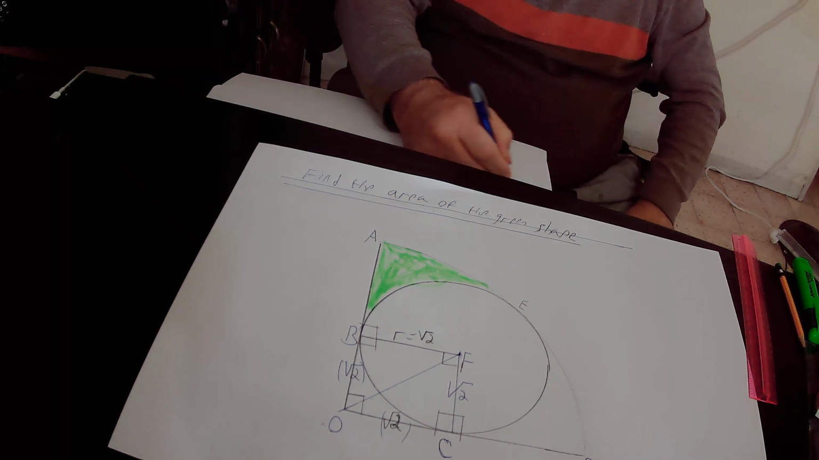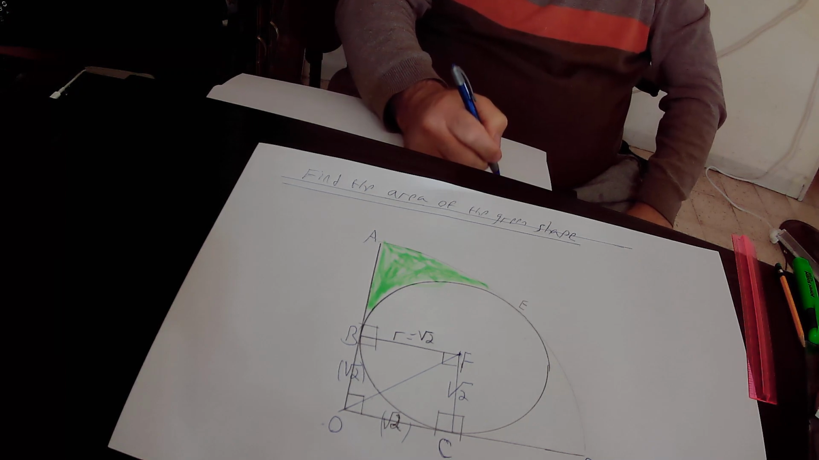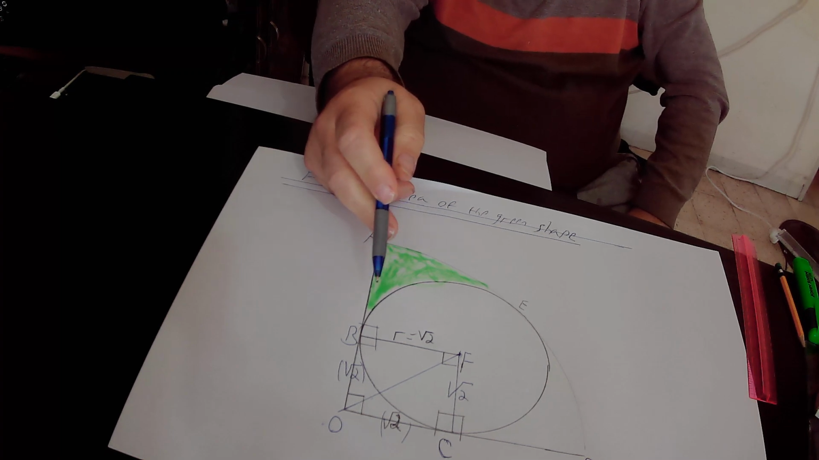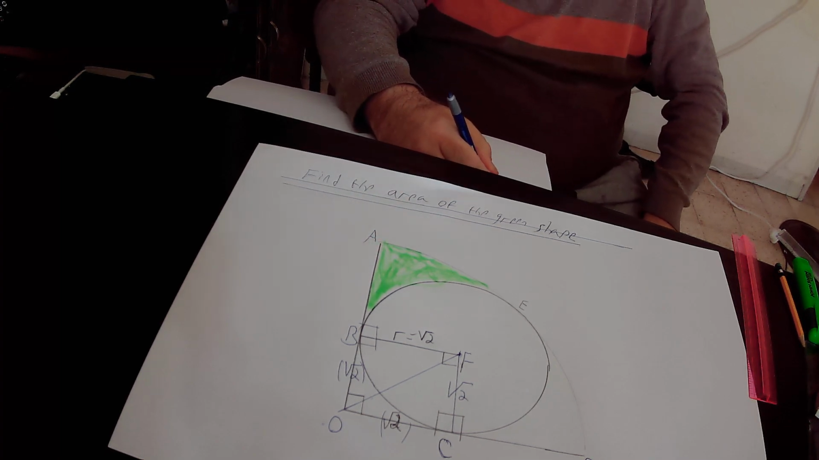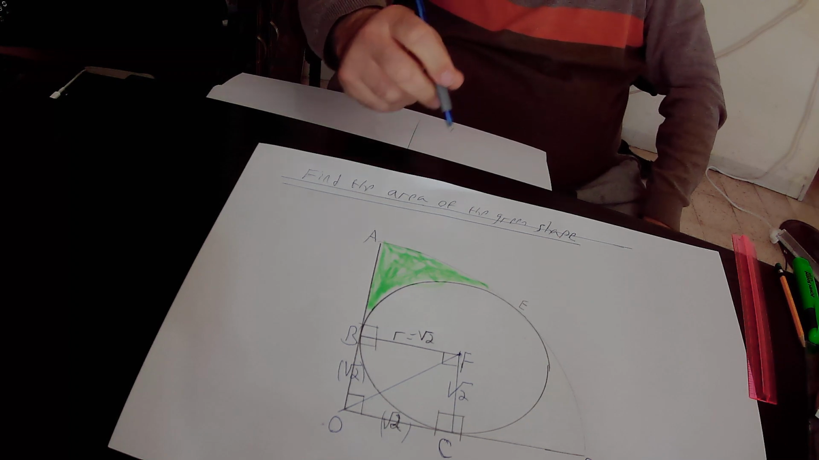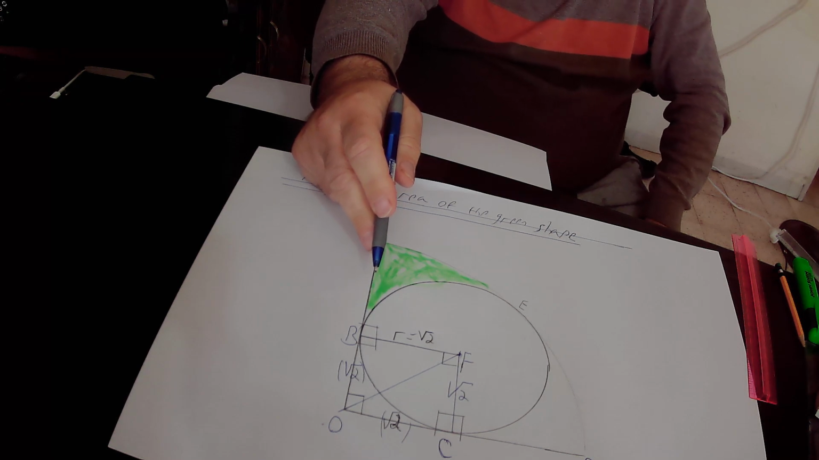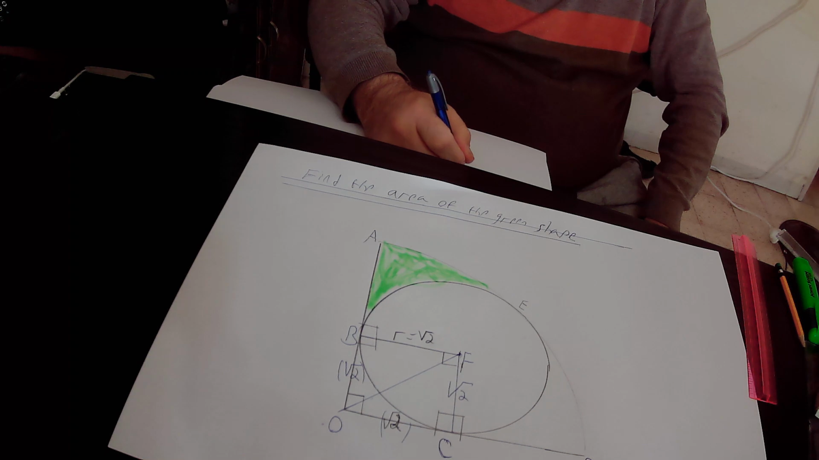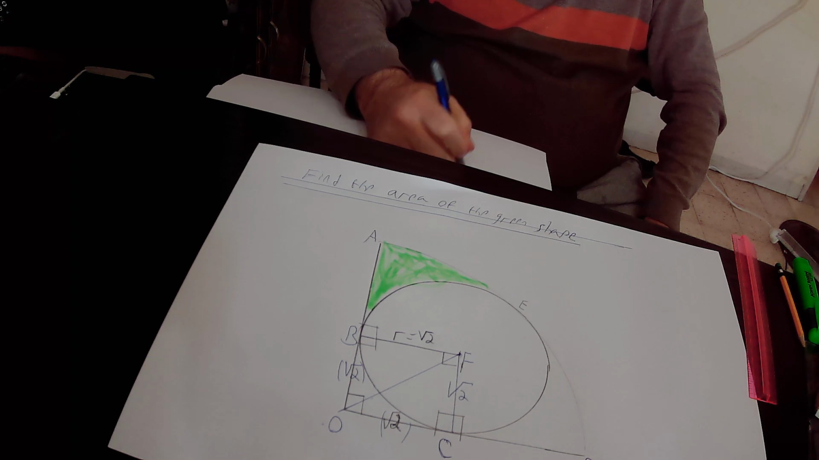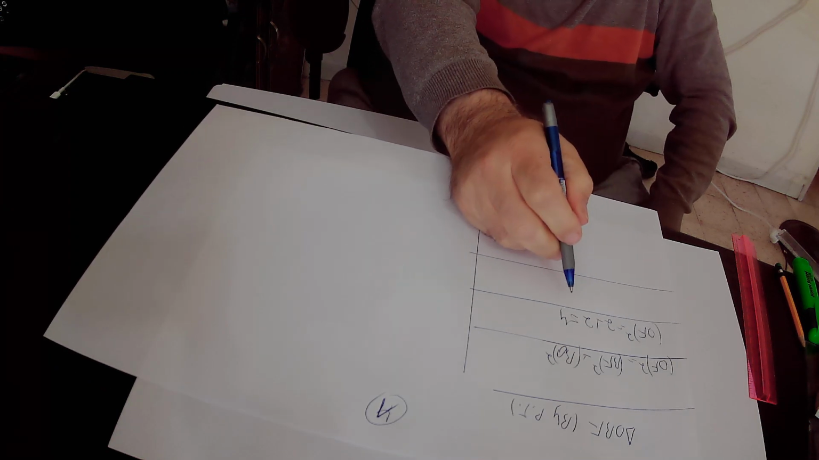So OF square, that is the square of the hypotenuse, must be equal to BF square. BF is square root of 2, therefore BF square is square root of 2 squared, that is 2, plus BO square. BO is also square root of 2, therefore BO square is square root of 2 squared, that is 2. In conclusion, we found out that OF square equals 2 plus 2, that is 4.